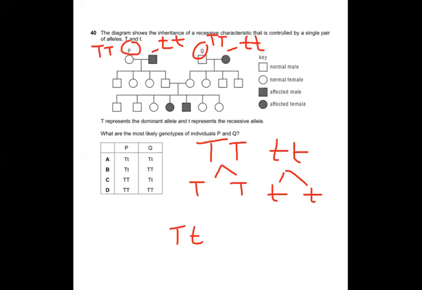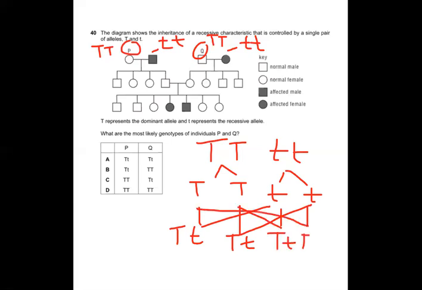For the second one, capital T and small t. Capital T and small t, capital T and small t. So this shows that all the offspring will be normal and will not be affected by the recessive characteristic. So that's why over here all are white unshaded boxes.